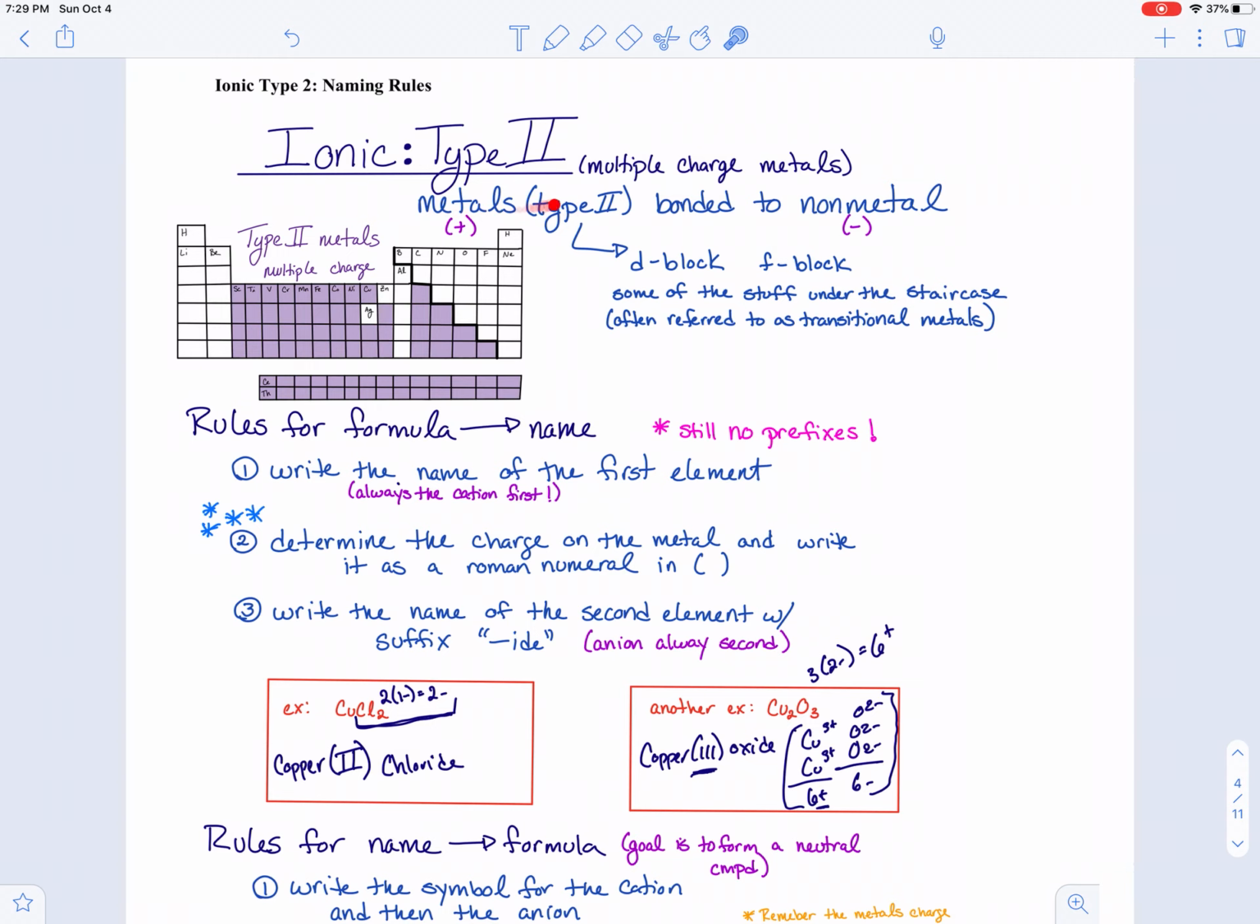So metals that are considered type 2 are basically all of these metals in what we call the D block, which is this dip right here, except for zinc and silver. All of these metals underneath the staircase as well. And then the F block, these metals down here. So these are all considered type 2 metals, meaning that they can have various charges.